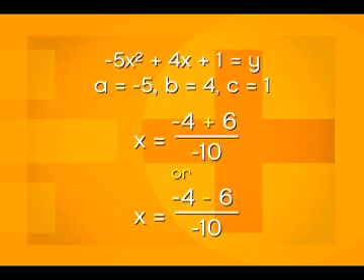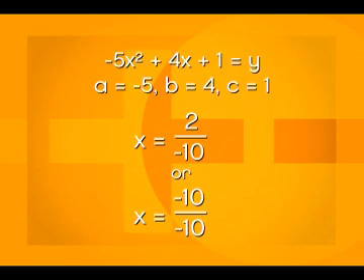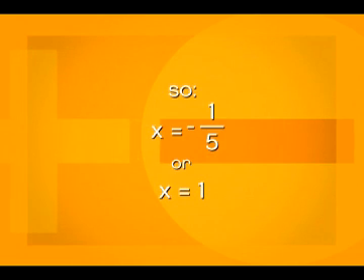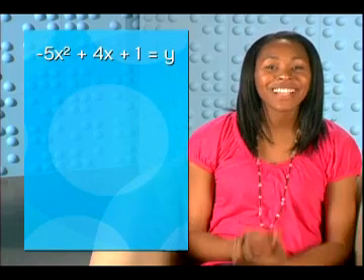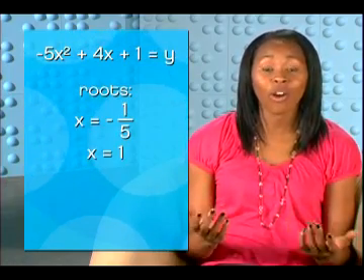X equals negative 4 plus 6 over negative 10, or x equals negative 4 minus 6 over negative 10. Almost there. X equals 2 over negative 10, or x equals negative 10 over negative 10. 2 over negative 10 is negative 1 over 5. Negative 10 over negative 10 is 1. So, x equals negative 1 over 5, or x equals 1. We did it. We solved the quadratic equation. These are our roots. X equals negative 1 over 5, or x equals 1.